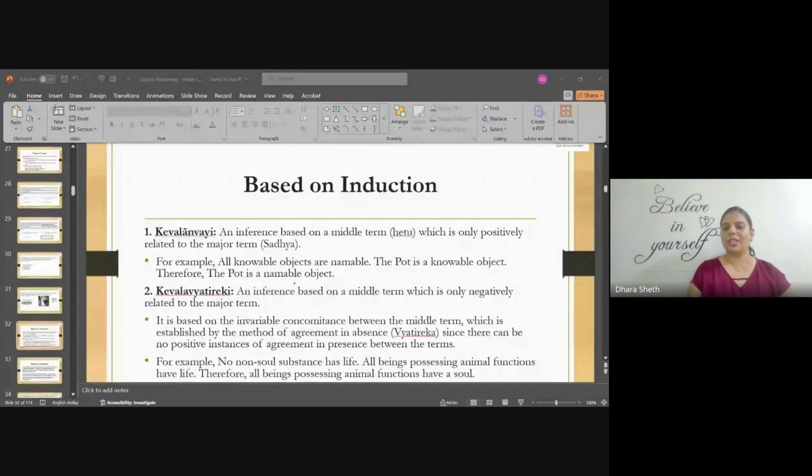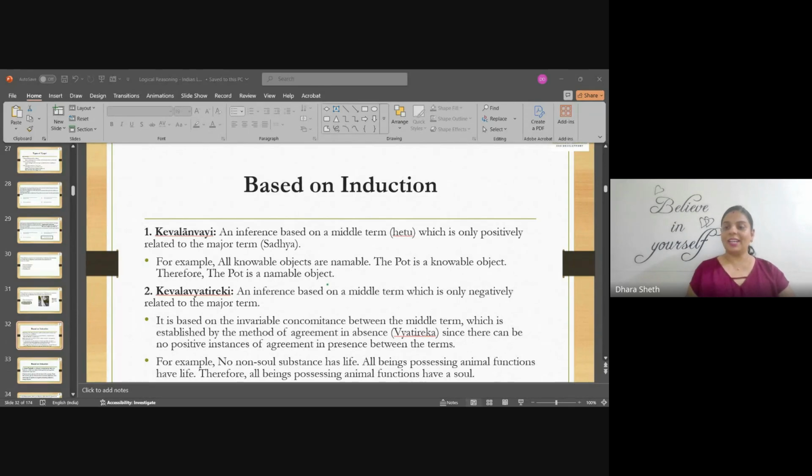All knowable objects are nameable. Pot is a knowable object, so pot is nameable. This is an example which has been asked for Keval Anvay in the exam. All knowable objects are nameable. The pot is a knowable object, therefore the pot is a nameable object. This is a positive relation.